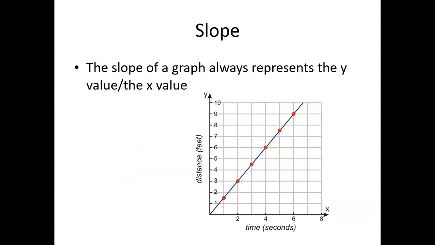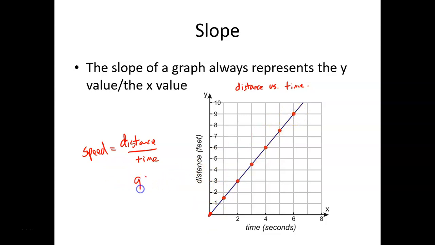The slope always represents whatever we've got on the y-axis over whatever we have on the x-axis. So in this graph, which should have a title, distance versus time, the slope represents distance over time. And distance over time is the same as speed. So the slope of this line would represent the speed.